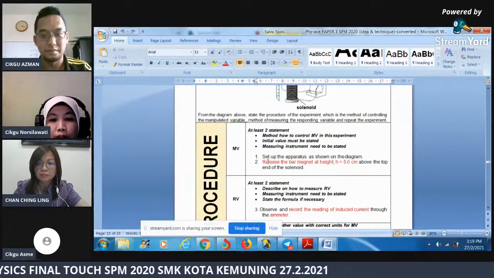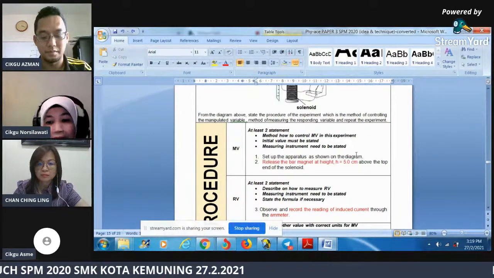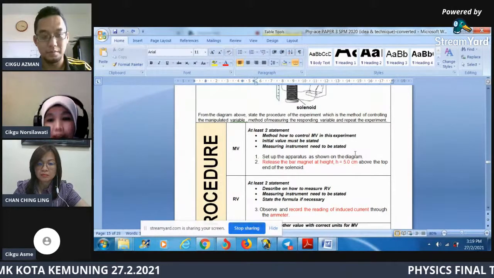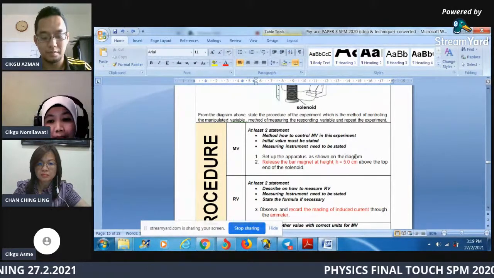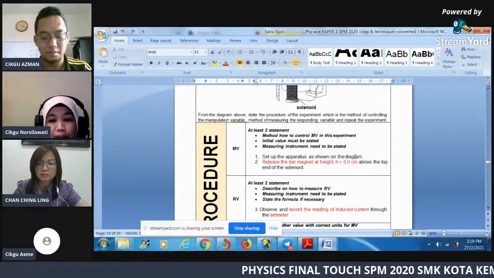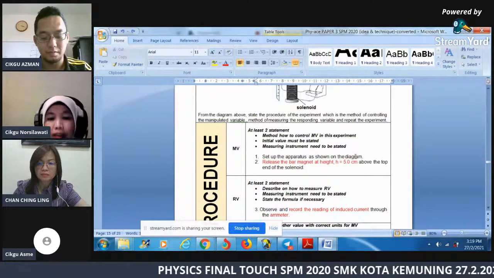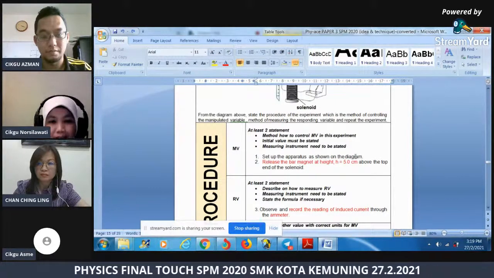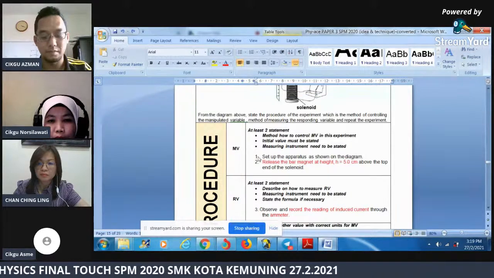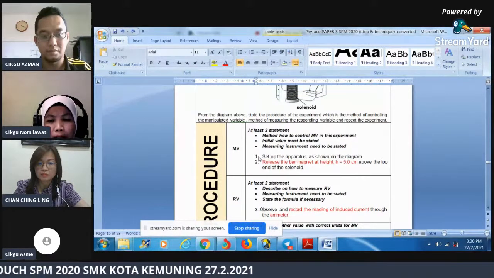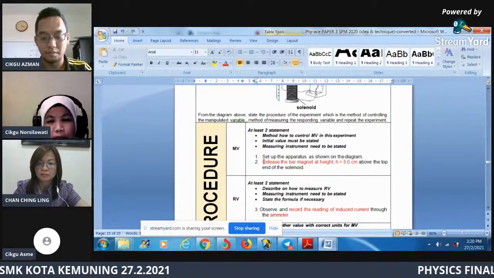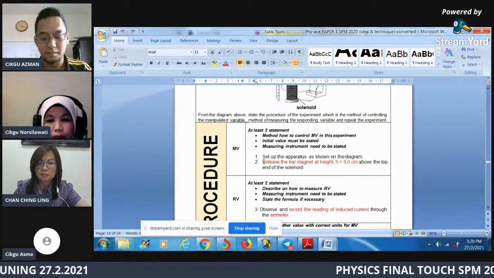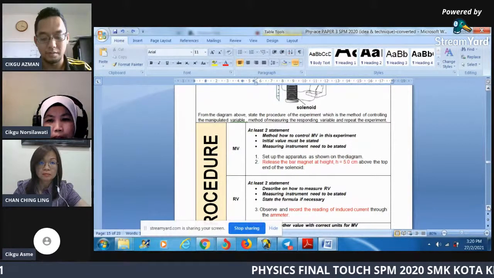Okay, so even though the set up the apparatus ni tak ada markah, tapi we always practice before you start the experiment. You must set up the apparatus, right? Okay, so you must state the procedure. The procedure number one must be set up the apparatus first. Okay, after you set up everything, then baru you start dengan release the bar magnet.